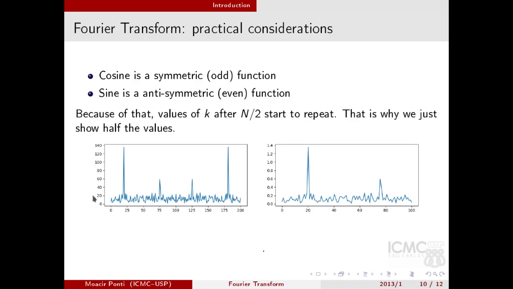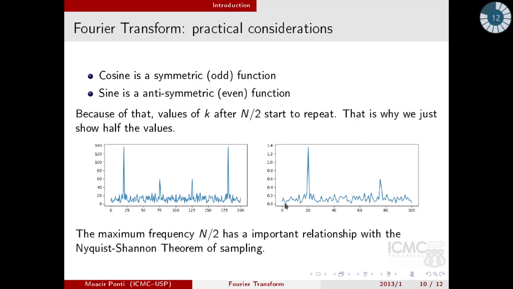This means that when I start to evaluate the different values of frequencies starting from 0 here, I observe lots of different amplitudes over time, and by the time I reach the middle of my n samples, which is in this case 100, I start to observe repeated values that are symmetric with respect to the middle, to n over 2. That's why we often just show half of the values.